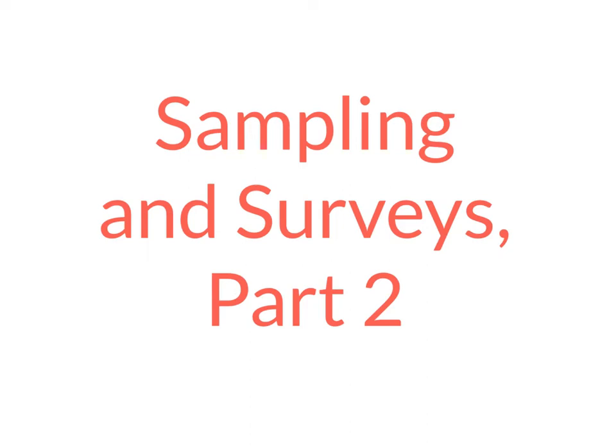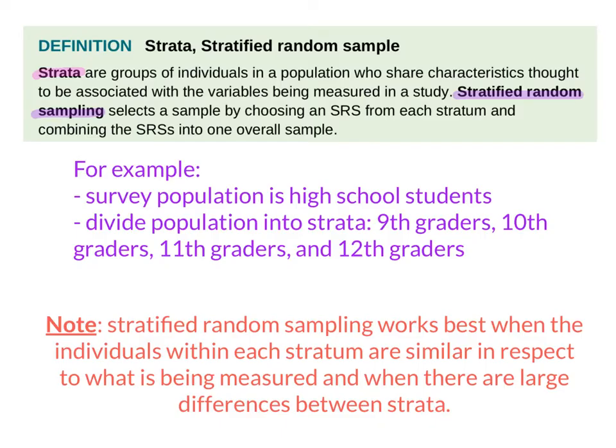In this video, we're going to continue talking about sampling and surveys. In our last video, we talked about something called an SRS, which is a simple random sample. That's when you use a random number generator to assign numbers to a sample in a larger population to survey that group. Hopefully, they represent the overall population of that survey or whatever it is that you're trying to find.